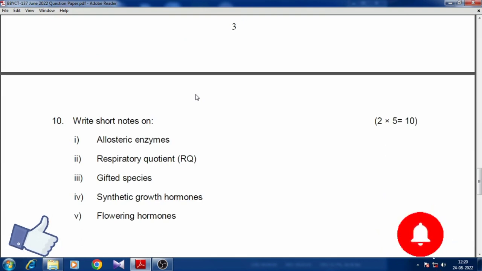Write short notes on allosteric enzymes, respiratory quotient, gifted species, synthetic growth hormones, flowering hormones.